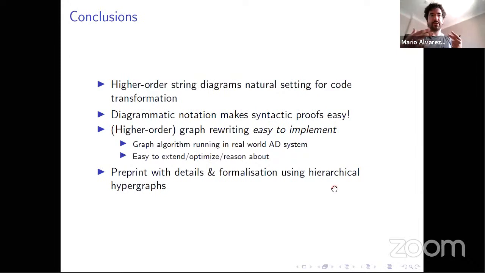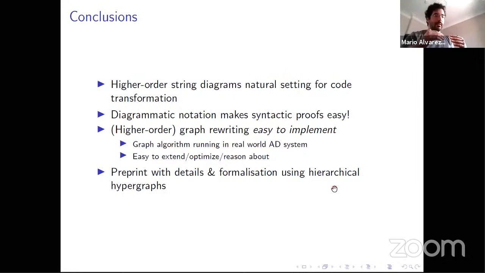So the moral of the story, which I hope to have convinced you of, is that higher order string diagrams and more generally hierarchical graph-based representations are extremely convenient for representing complicated program transformations. They're just very, very convenient for writing those program transformations. They free you from having to think about the names of things. They free you from having to think about bindings and sharing, because it's all there in the graph. They free you from having to think about the order in which things are executed, because you can move something down the graph as long as you don't reconnect the wires.